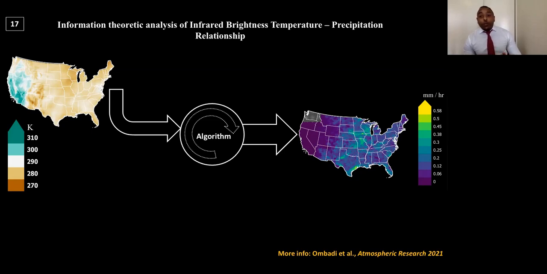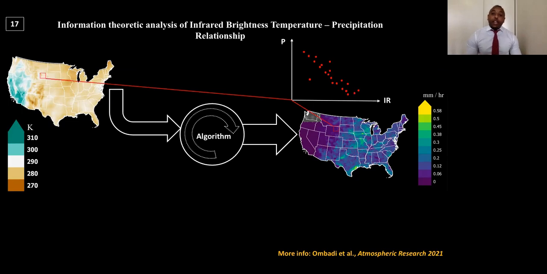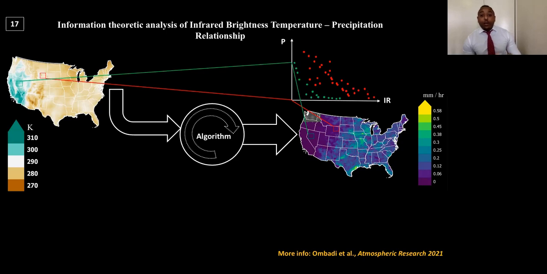And much of the research work that we carry out here in our research group is concerned with this particular part, namely developing and improving existing algorithms for a better mapping of IR to precipitation. But what I want to show you here is that if you look at any location in this map and try to plot the relationship between IR and precipitation, you will see that this relationship is nonlinear and quite scattered. And if you look at another location, you will soon realize that this relationship changes from one location to another.